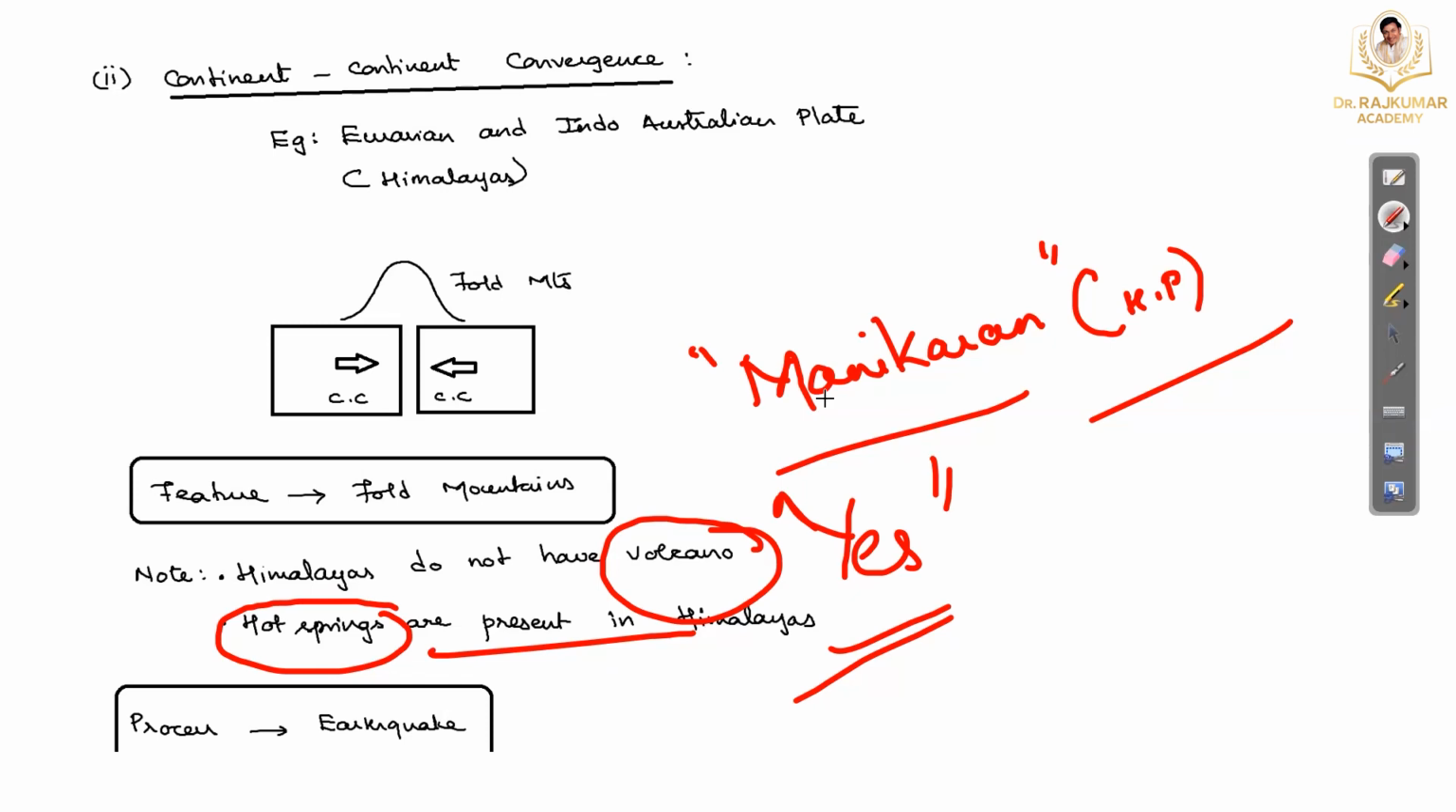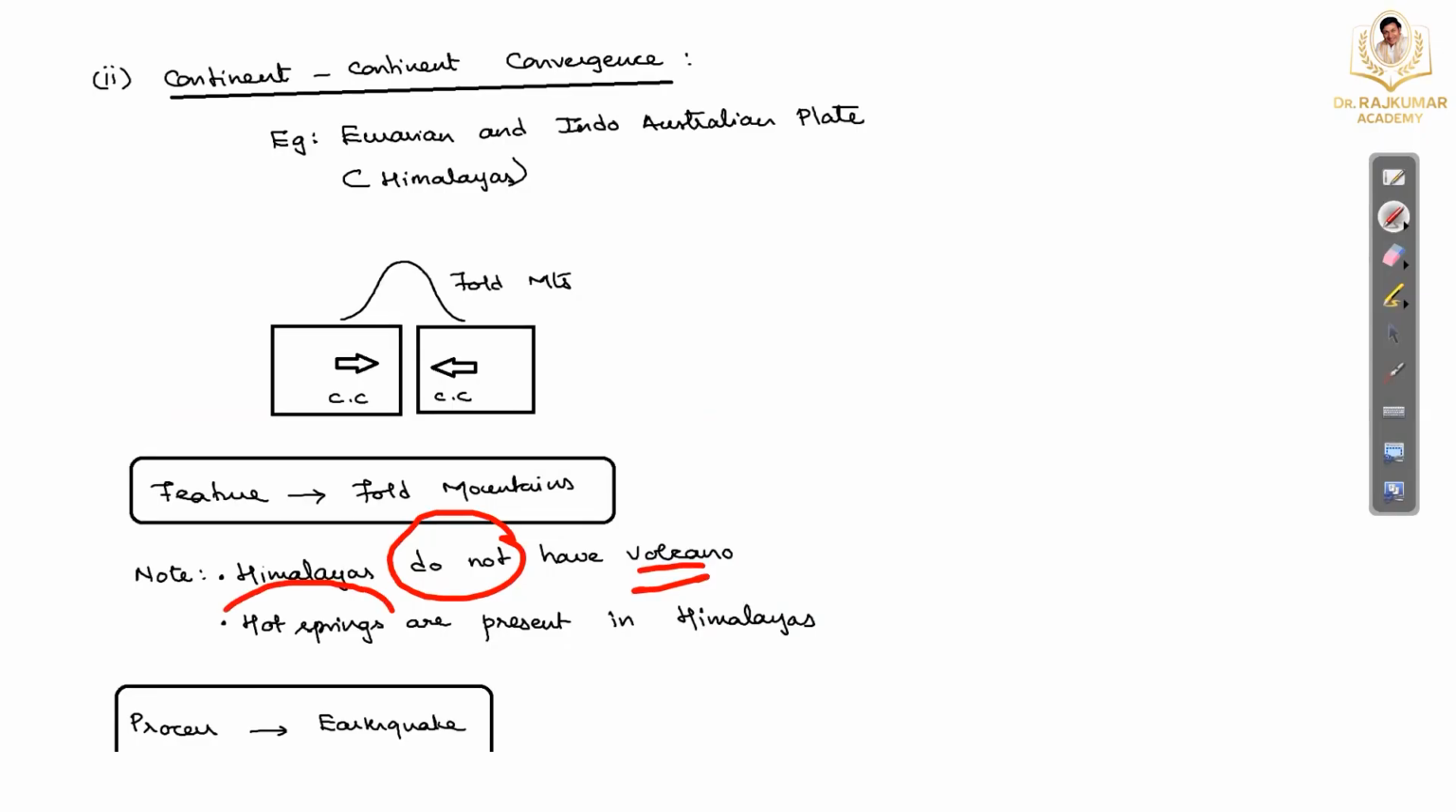Whereas hot springs can exist even without volcanic activity. Okay. So I have given you the case of Himalayas. So what is the point I have just made? Himalayas do not have volcano, but Himalayas has what?